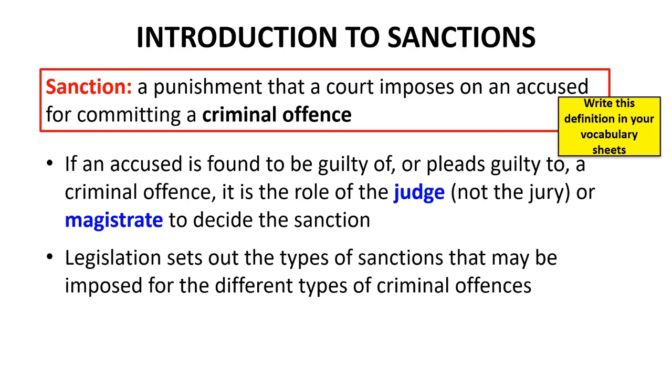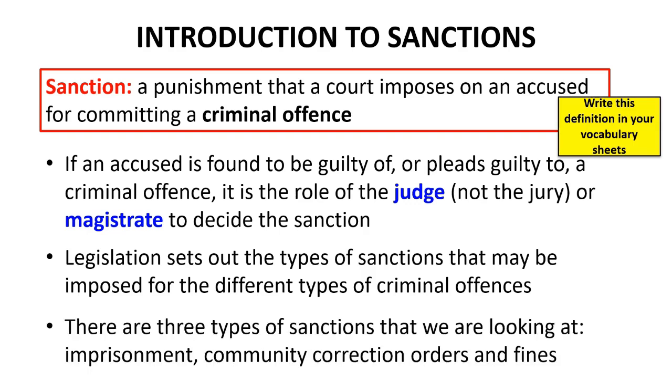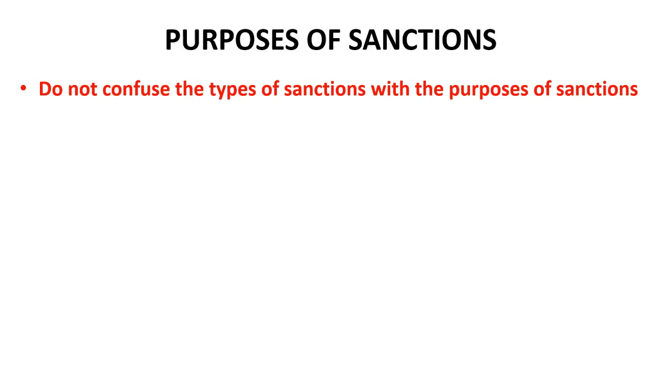Legislation, that is, acts or statutes passed by Parliament, sets out the types of sanctions that a judge or magistrate may impose on an accused for the different types of criminal offences. In the next 3 videos in this series, we will be looking at 3 types of criminal sanctions, being imprisonment, community correction orders, and fines.